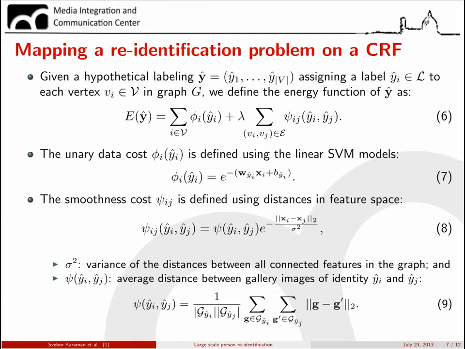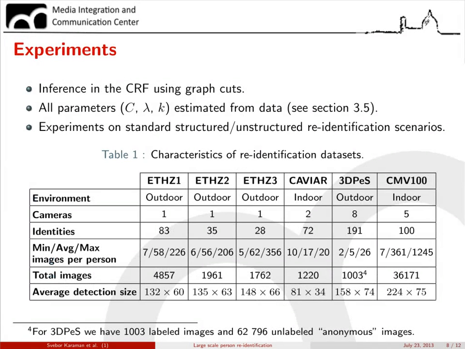This k-nearest neighbor graph effectively approximates the local data manifold in feature space. Since our conditional random field contains nodes representing both gallery and probe images, a labeling in the CRF represents a solution to the re-identification problem. The energy function of a labeling is defined in terms of unary and smoothness potentials. The unary potential is defined using the outputs of the linear SVMs, and the smoothness potential is defined in terms of Euclidean distances between nearest neighbors. See section 3.4 for more details.